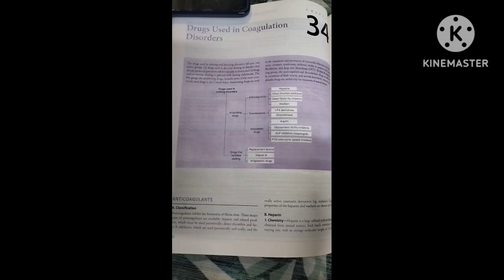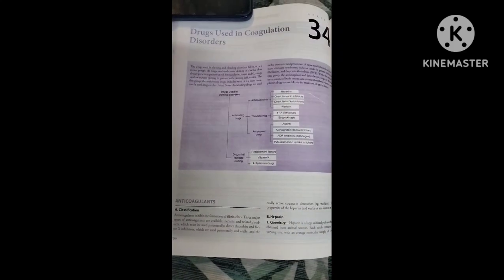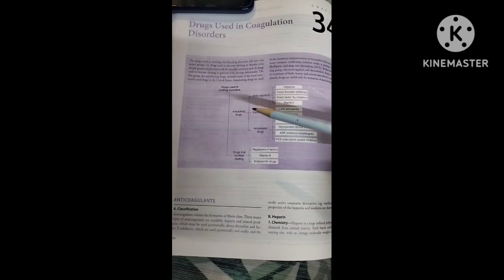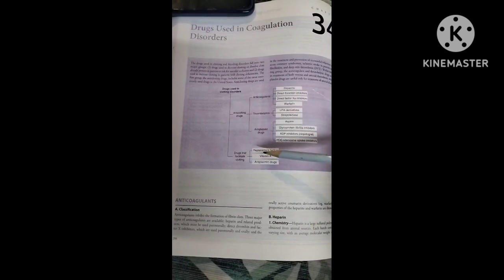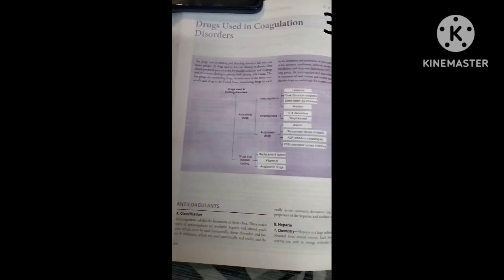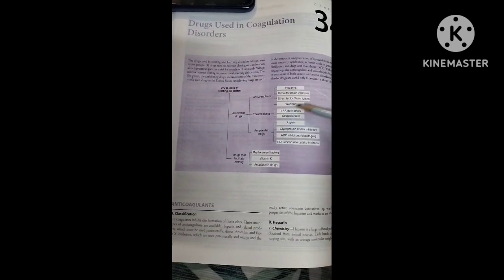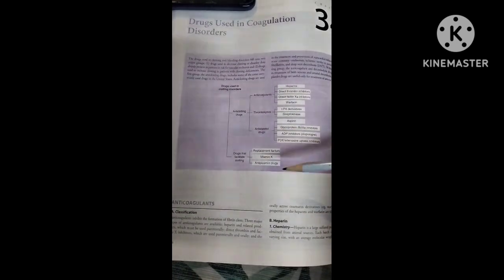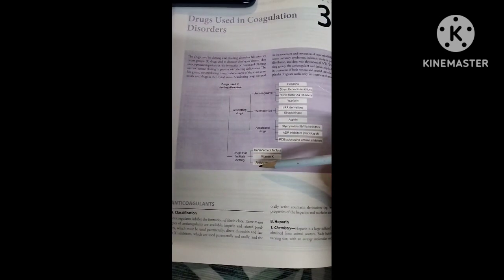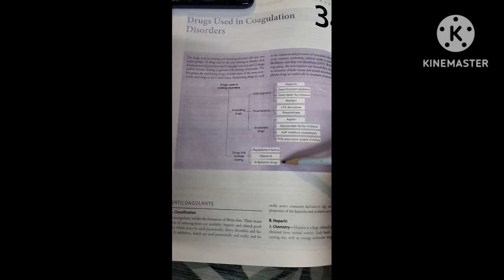Let's talk about the drugs which are used in coagulation disorders. So we have drugs which are used in clotting disorders, which are anti-clotting drugs as well as drugs that facilitate clotting. Now let's talk about anti-clotting drugs. First of all, we have three classes: anticoagulants, thrombolytics, and antiplatelet drugs. And for the drugs that facilitate clotting, we have vitamin K, vitamin K1, and antiplasmin drugs.